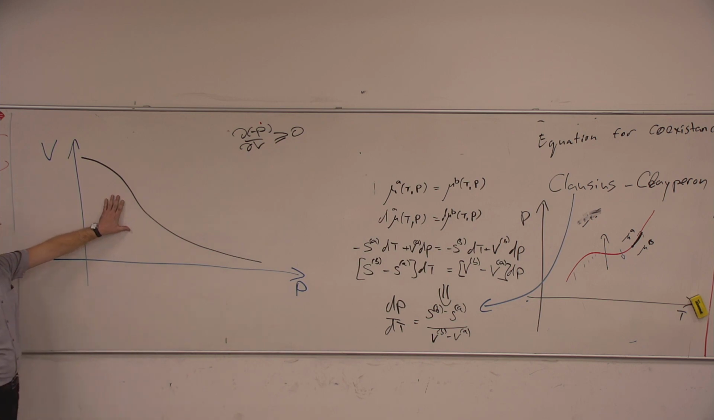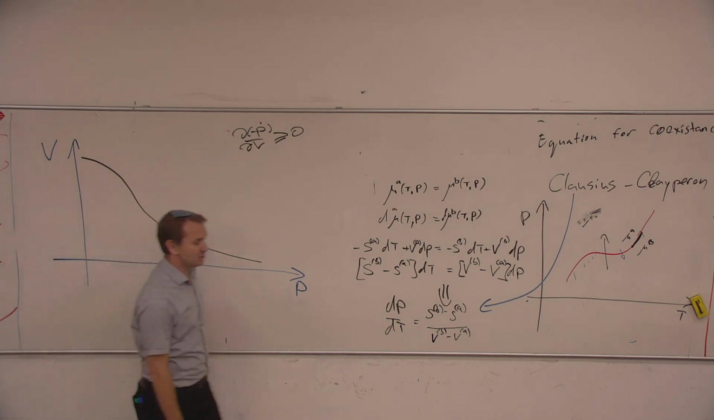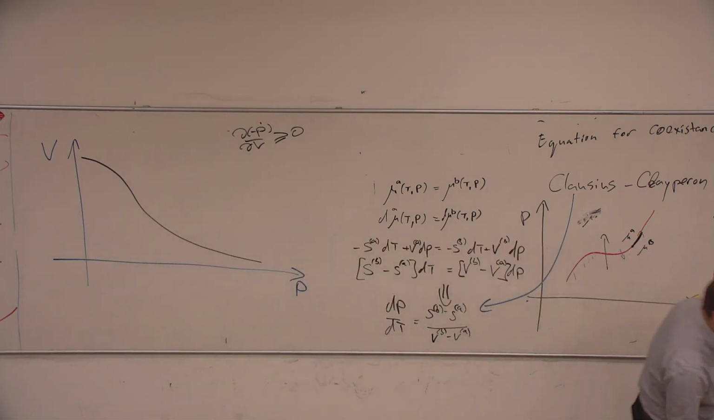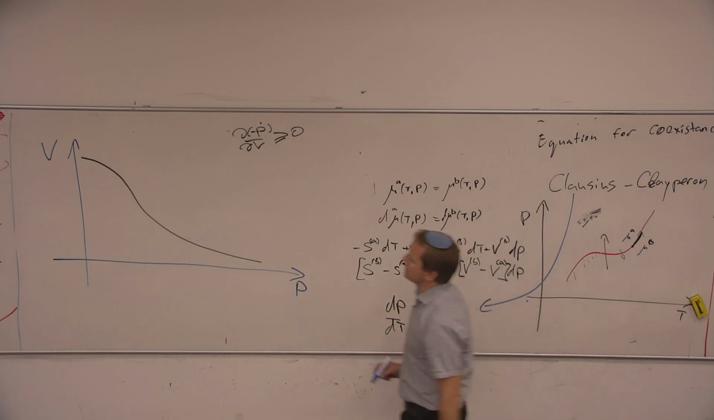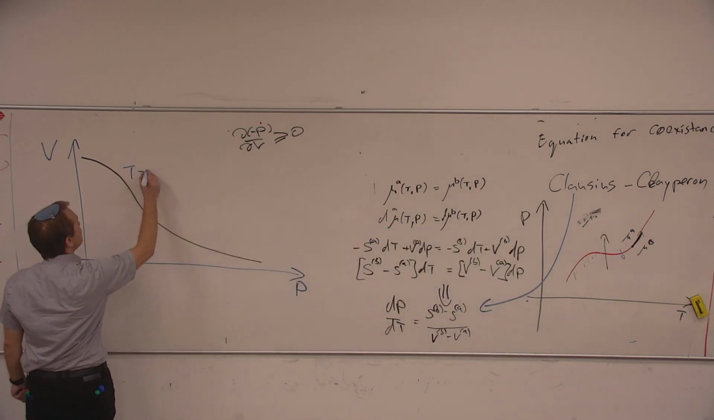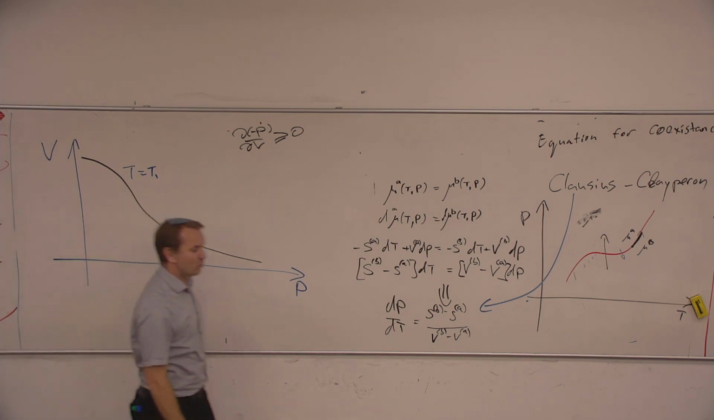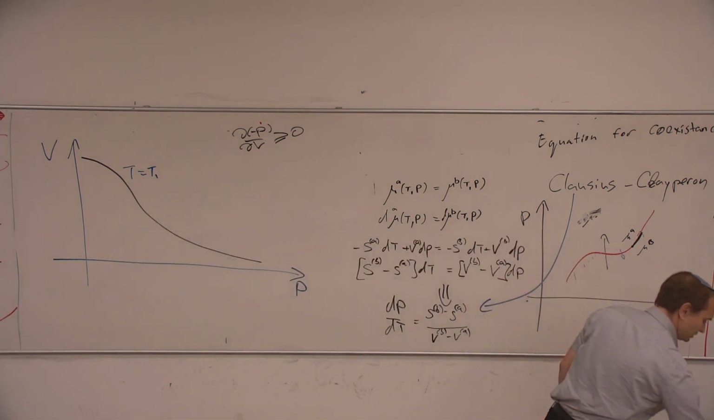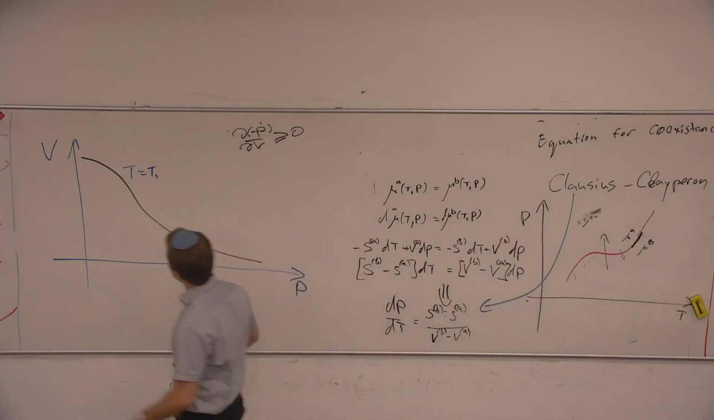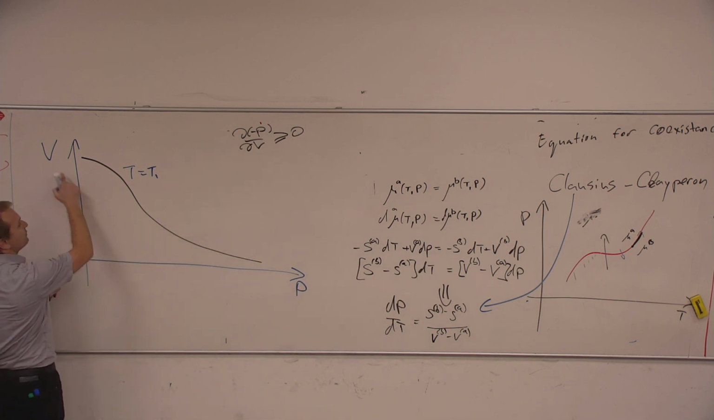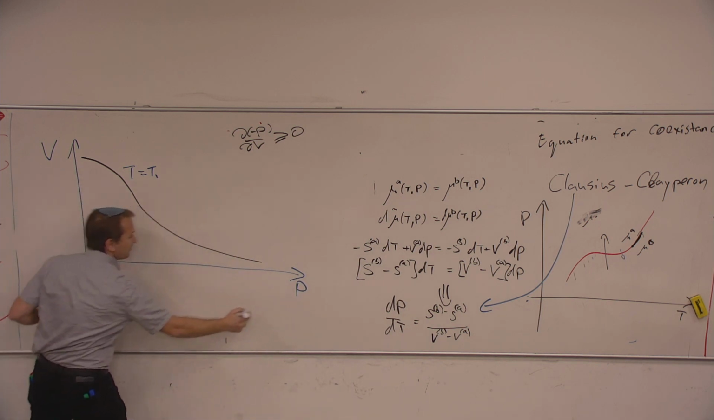But what if we have a phase transition? So this is no phase transition. Nothing really happens over here. Let's assume that it happens at temperature T equals T1. I increase my temperature or I decrease my temperature. The only thing that I know is that V always has to decrease with P.